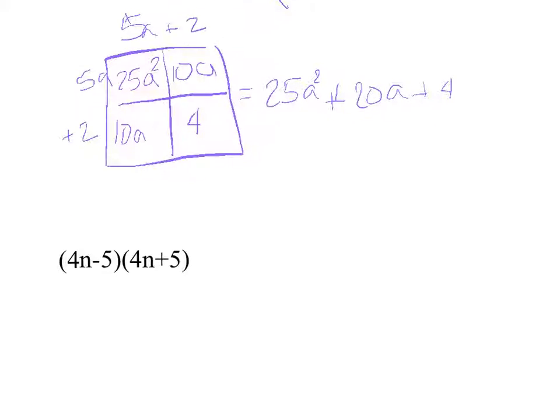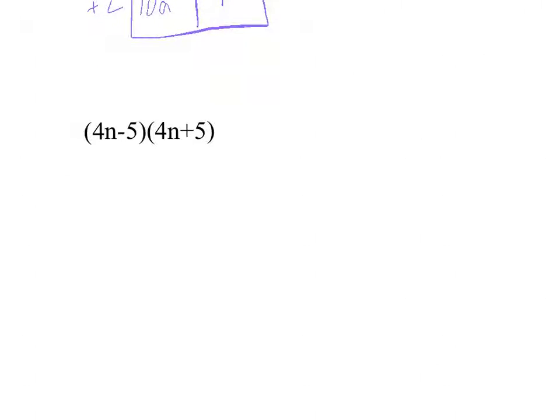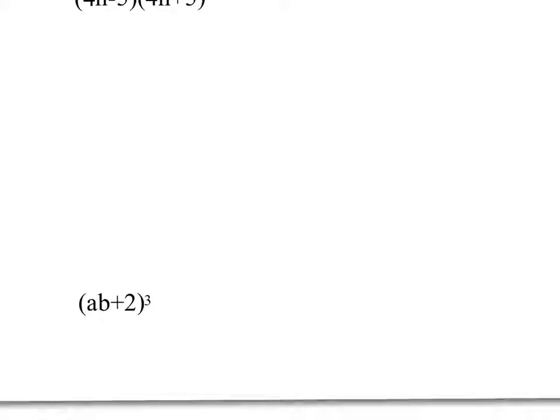Okay. Now this next one, 4n minus 5, 4n plus 5, if you set up the box, again you're going to get where the n's cancel out because they're conjugates. So you can go ahead and do that one yourself if you want.